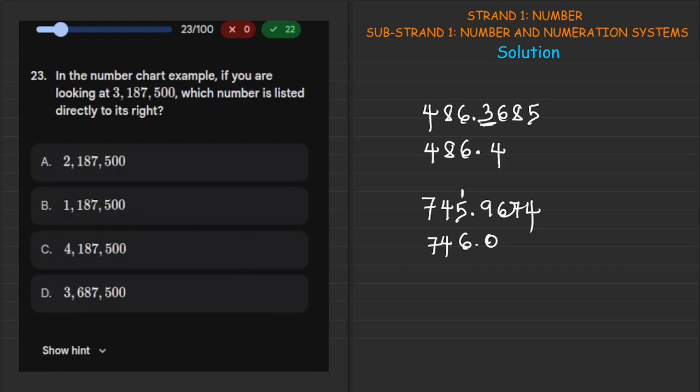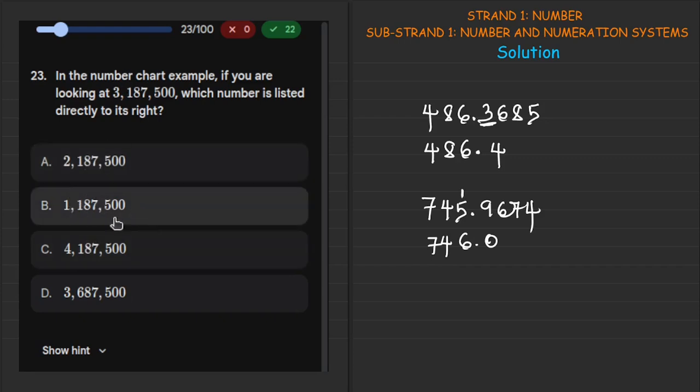Question 23 is in the number chart example. If you are looking at 3,185,500, which number is listed directly to its right? Now, we know on our number line, for instance, when we are listing numbers, as we move to the right, we have the greater numbers. So if you look at all these options we have here, this is within the 2 millions, and it will definitely be at the left-hand side of our 3 million. So that is not going to be our answer.